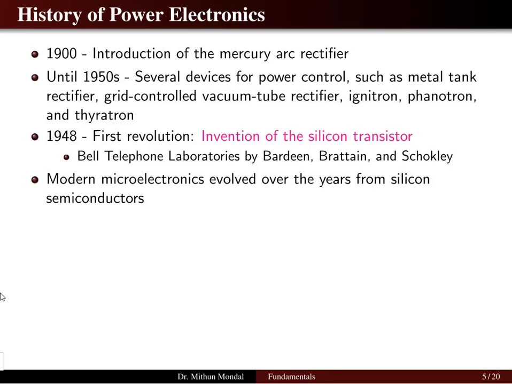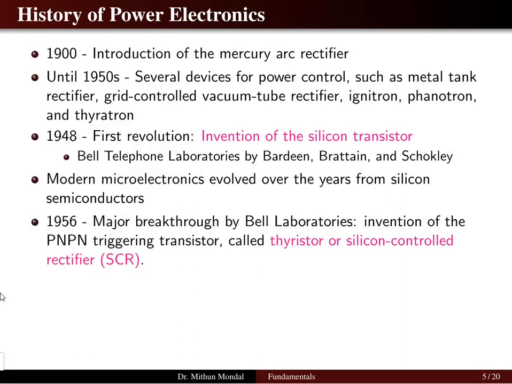Modern microelectronics evolved over the years from silicon semiconductors. As we have discussed, microelectronics is used to control the power, and it has evolved from the silicon semiconductor. In 1956, another major breakthrough took place at Bell Laboratories. This was the invention of the PNPN triggering transistors known as thyristors or silicon controlled rectifiers. So it was a major breakthrough brought about with the discovery of SCRs.